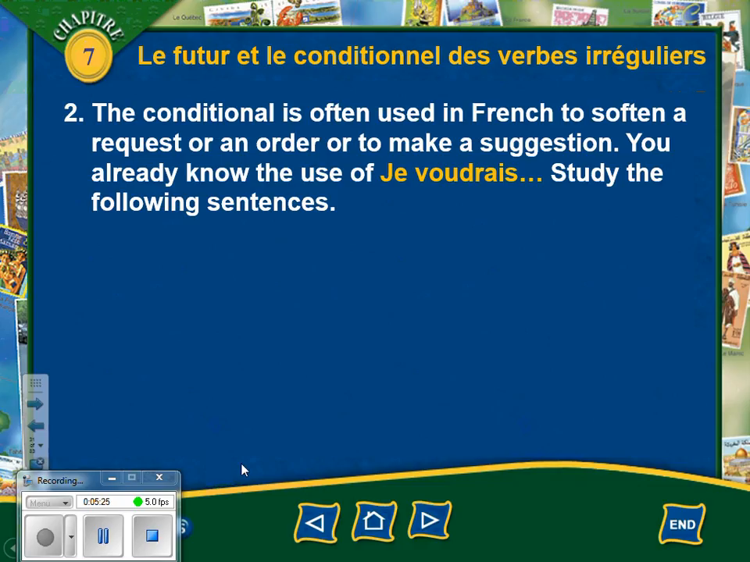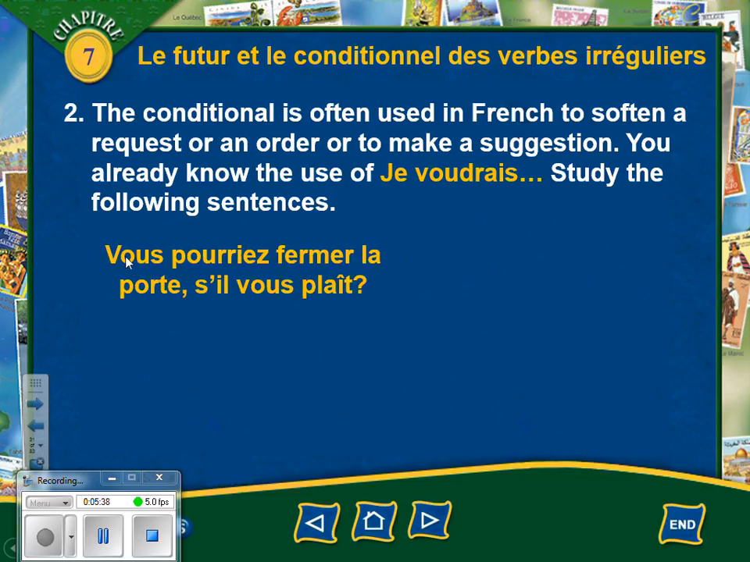Okay, so we use the conditional to talk about something that may happen, maybe to make a suggestion or a request. Like I said, we learned je voudrais in the 7th grade, which means I would like. Vous pourriez fermer la porte, s'il vous plaît. This is making a request. You would be able to close the door, please. In English, we would say, could you close the door, please? That could is the conditional form of the verb to be able to. And this is the conditional form in French of the verb to be able to, pouvoir.